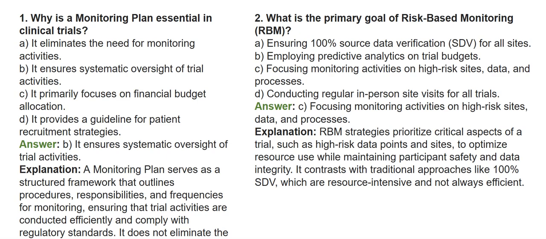in between the sites to determine and to decide which sites are of high risk or in high risk areas, like sites that are high risk or sites falling within high risk areas, and which ones are low risk sites or fall within low risk areas. So by explaining that, it's obviously C, focusing monitoring activities on high risk sites, data, and processes.